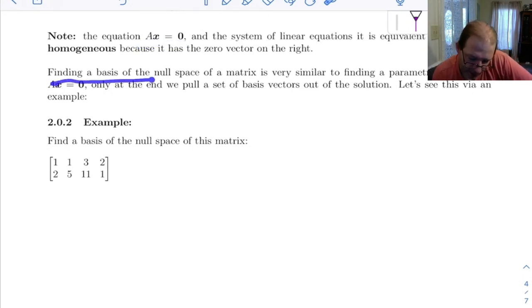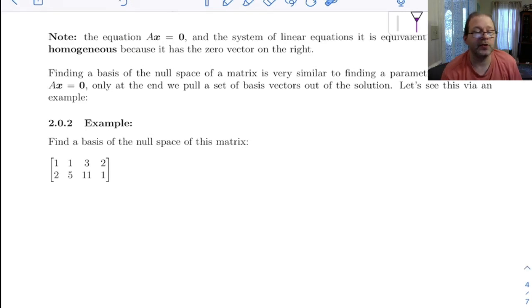And let's find a basis of the null space of a matrix. I want to find a basis of the null space of this. And the way we do that, it's very similar to just solving this system up here, Ax equals 0. It's very similar to just solving that, but then at the end we're going to pull some vectors out. So rather than write out the technique, I'm just going to solve this.